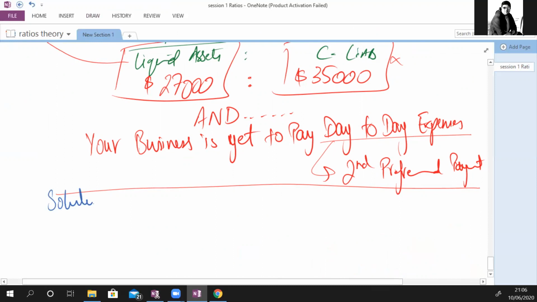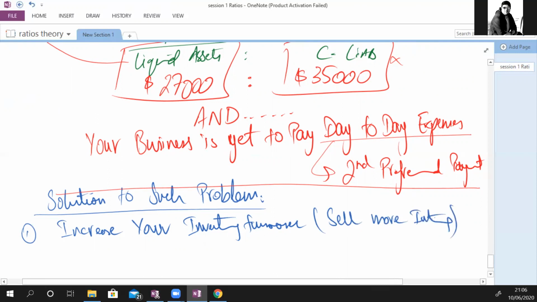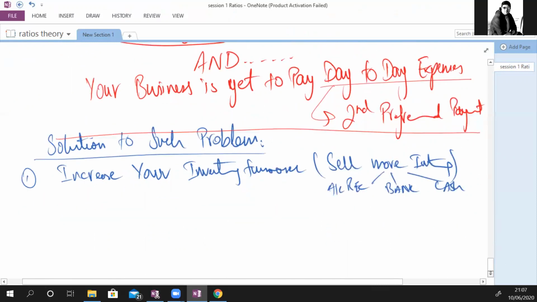The solution to such problem. Number one, you should increase your inventory turnover. That means sell more inventory. Break the ice. This inventory is a frozen asset. Break it, melt it, convert it into receivable, बैंक और कैश. तोड़ो भाई इसको, ठीक है?